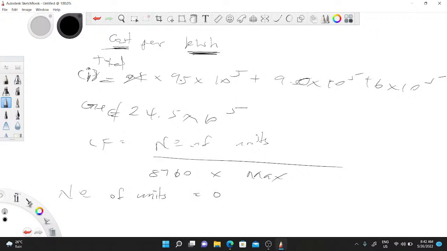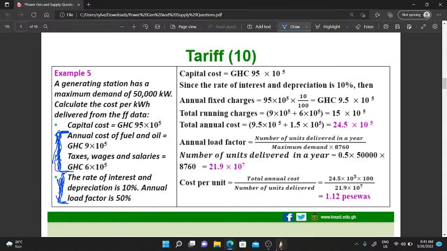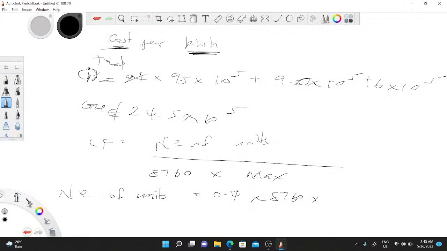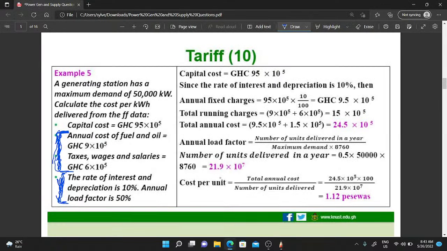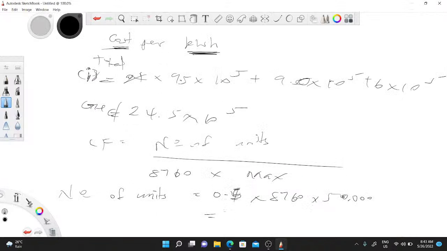Number of units generated is the load factor, 0.5, times 8760 times the maximum demand. Maximum demand is 50,000 kW. The load factor is 0.5, sorry, 0.5. So when you multiply this, you get 21.9 times 10 to the 7 units. So that's in kilowatt hour. Note the unit very well. This is in kilowatt hour. This is in Ghana cedis.